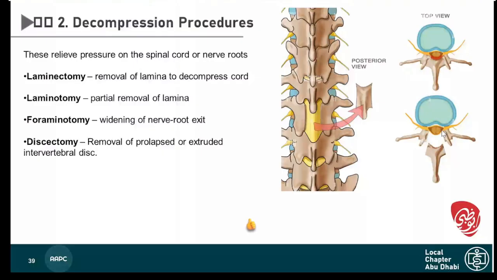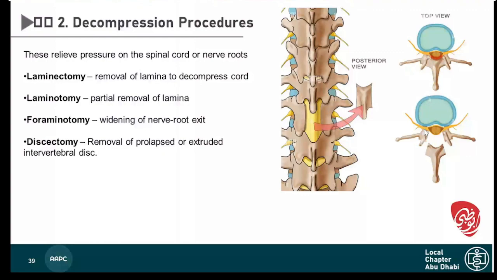Laminotomy is a partial removal of the lamina. Then foraminotomy: through this foramen, or this space, the nerve root exits. Here also there is a space through which the nerve root exits. So in foraminotomy, the physician will widen the nerve root exit. So it helps in decompressing the spinal nerve root.